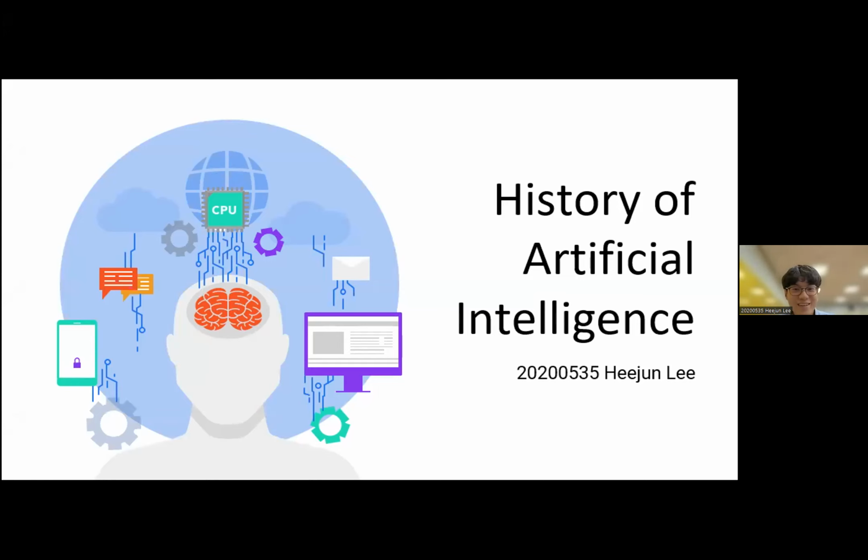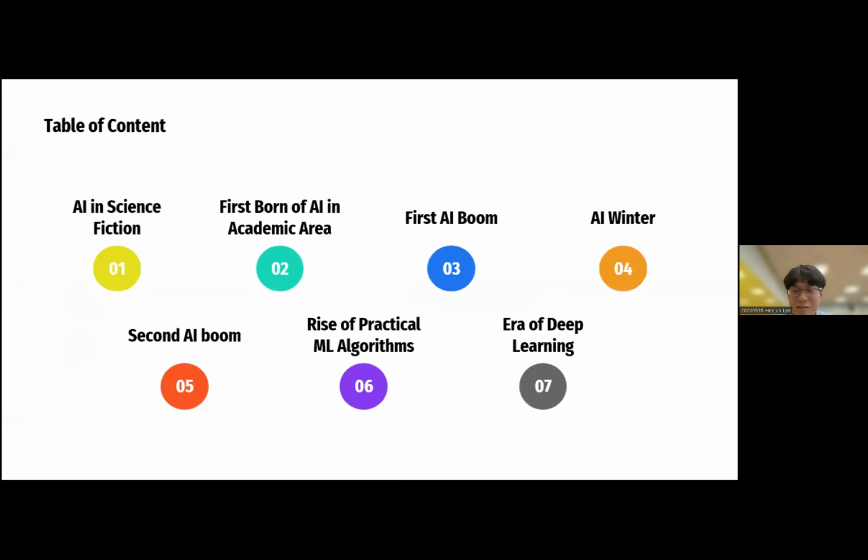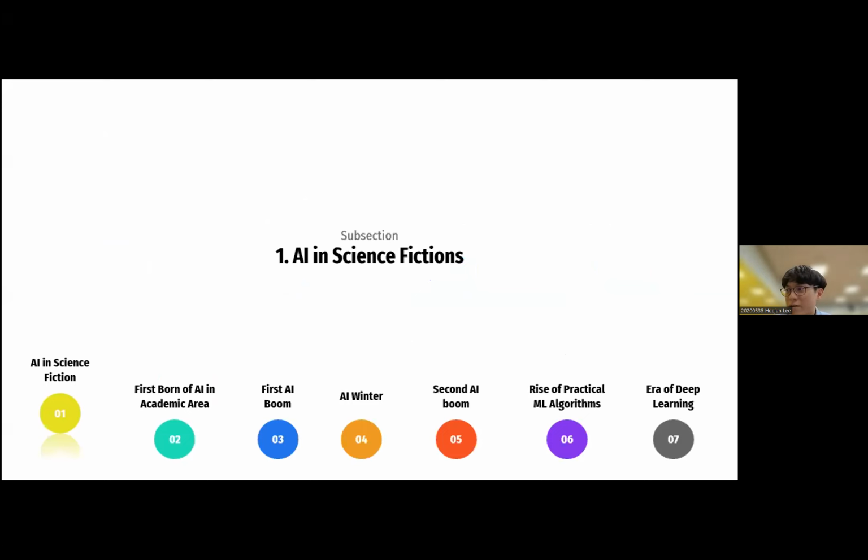Hello, my name is Heejun Lee, and today I'm going to talk about the history of artificial intelligence. Some of you might be familiar with it, but I will go through it from the beginning. This is my table of contents. I will start from the very beginning, which is AI in science fiction, and then I will end up with the state of the art, deep learning technologies. First of all, I will introduce AI in science fiction.